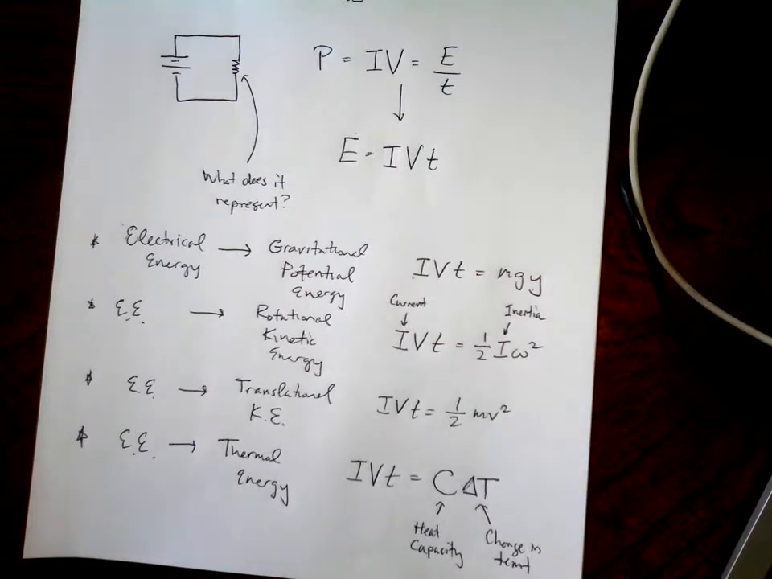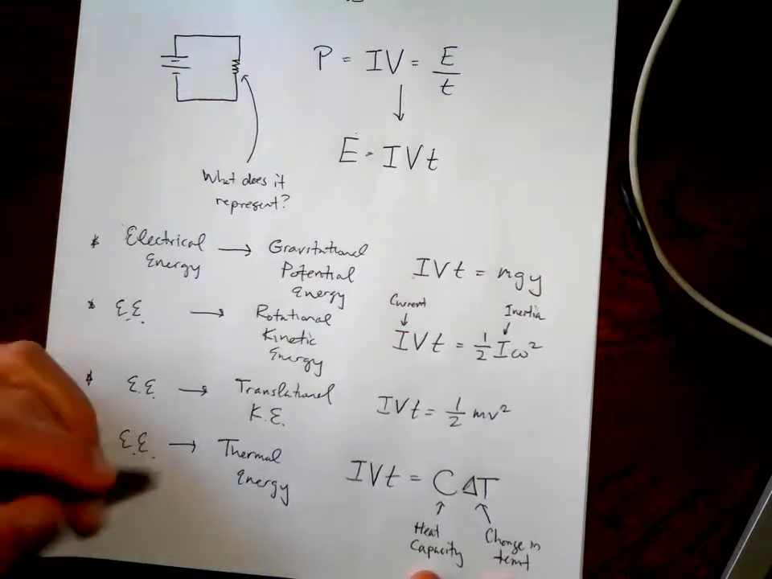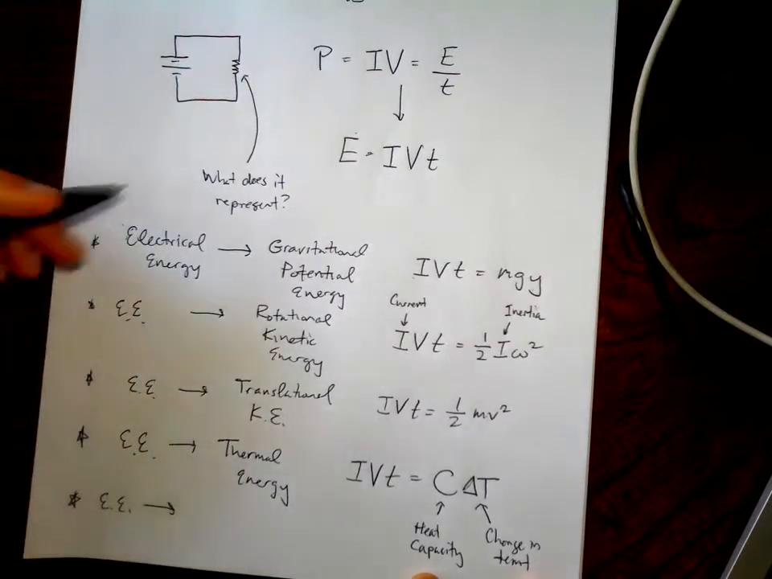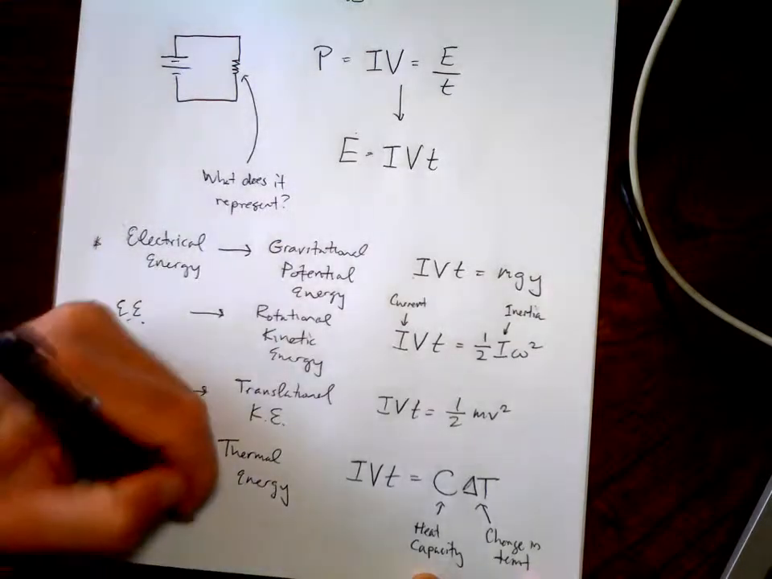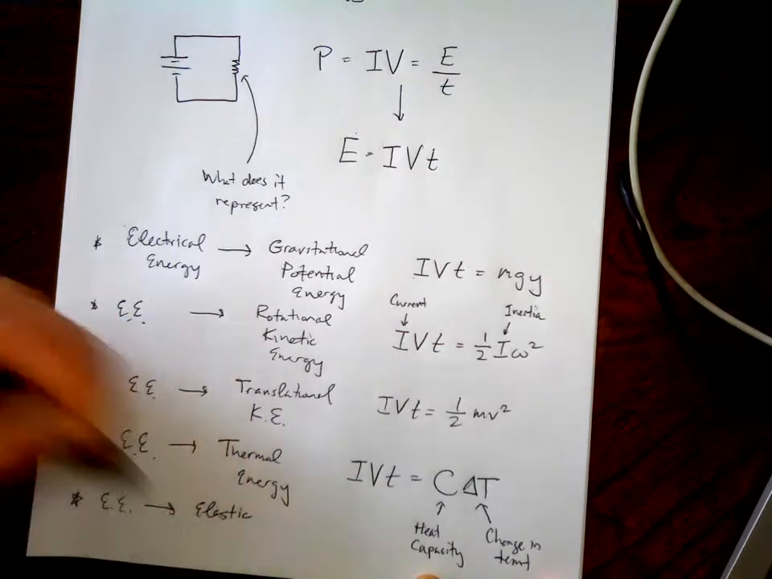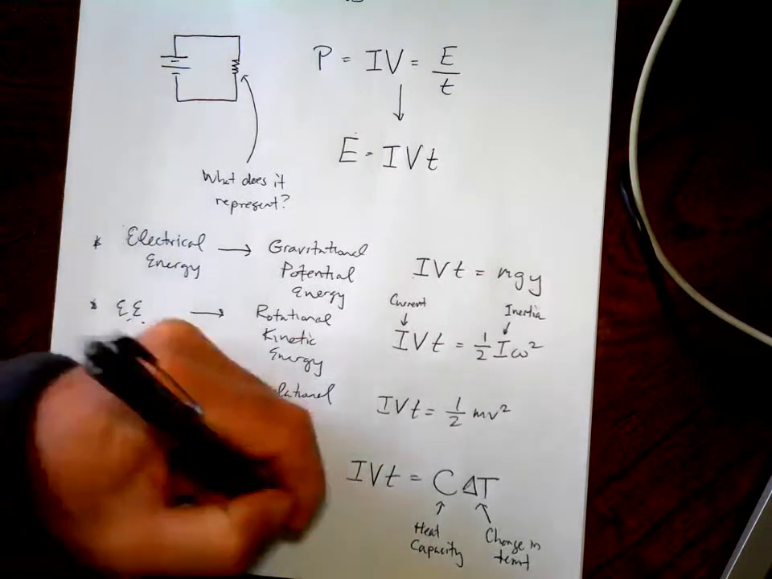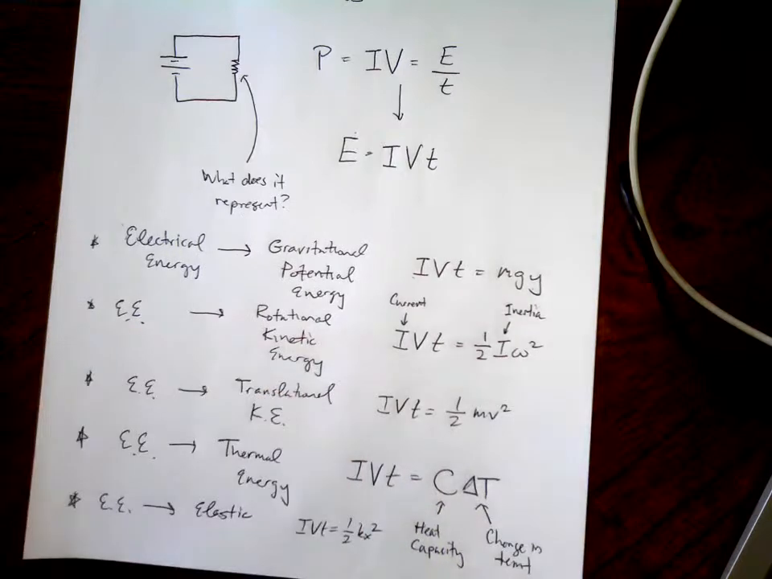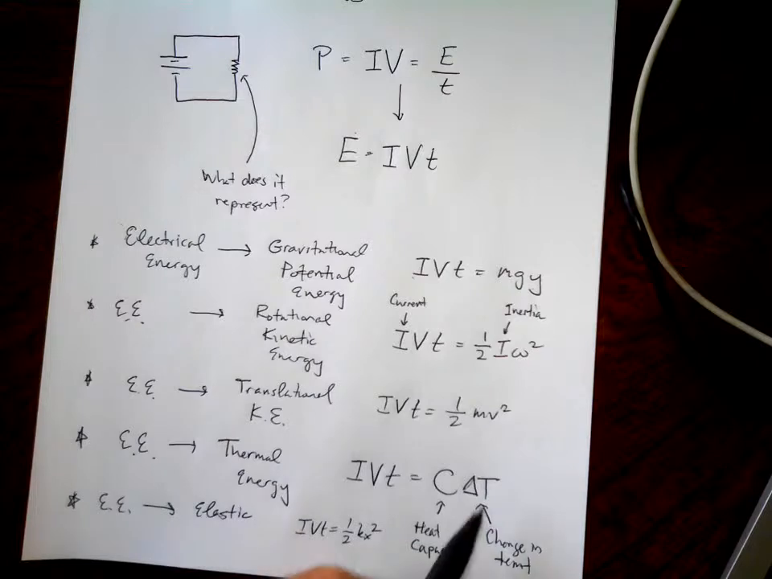Theo came up with another one, which was electrical energy to elastic potential energy. If you're using this to stretch something elastic, that would be IVT equals 1/2 kx squared. So you can have all these different conversions of energy. Going back to this really fast, delta T is the change in temperature of the room by a certain amount.